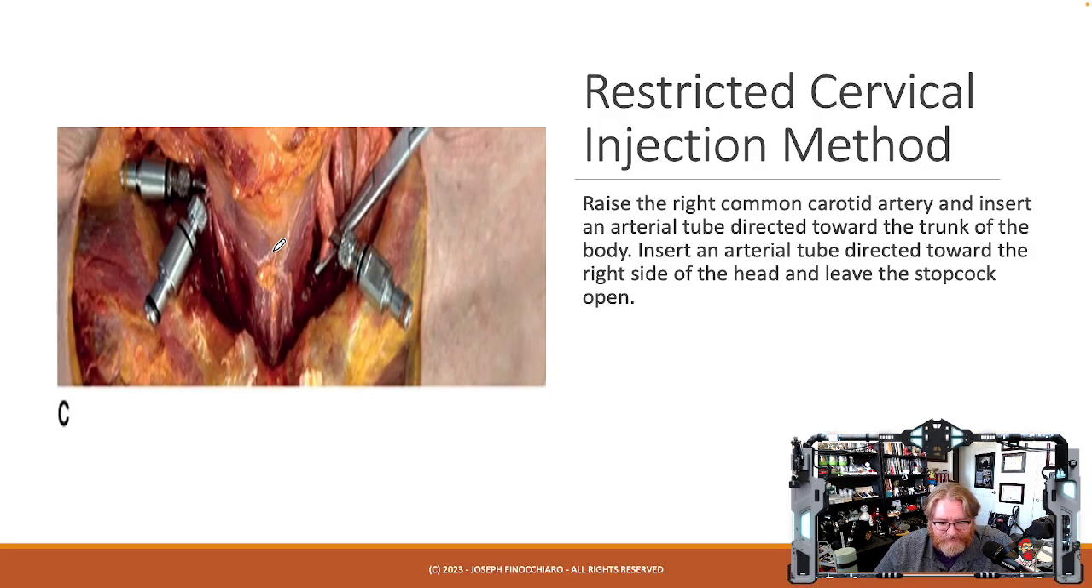So it then goes into the step-by-step, as I have already kind of told you. Raise the right common carotid and insert an arterial tube directly towards the trunk of the body. That's this one right here, and you can see it's got one of these really nice stainless steel quick connects. Insert a tube towards the right side of the head and leave the stopcock open. Now, in this case, there are no stopcocks present. So, I remembered this time.